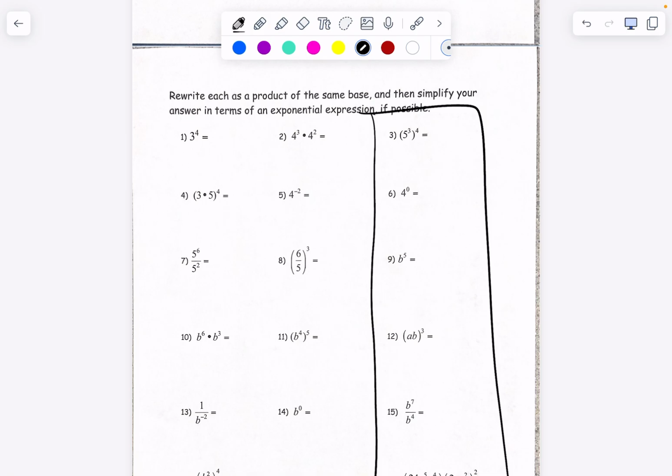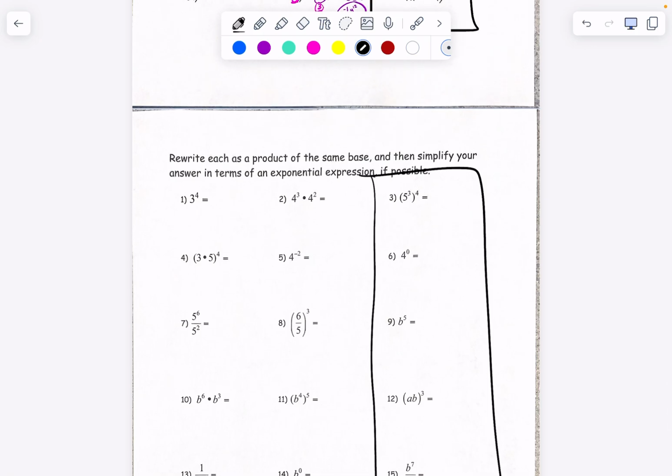How are we supposed to simplify that? Each is a product of the same base, and then simplify. On number 3, don't we have to do like 5 to the whatever power and actually find the number? No, just leave it as whatever to the whatever power.